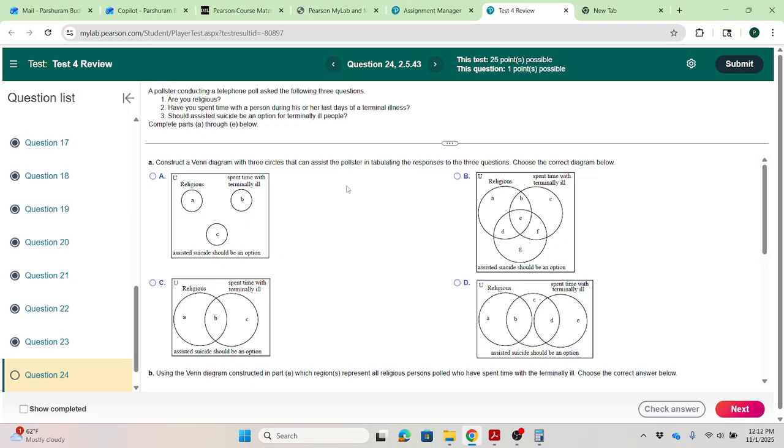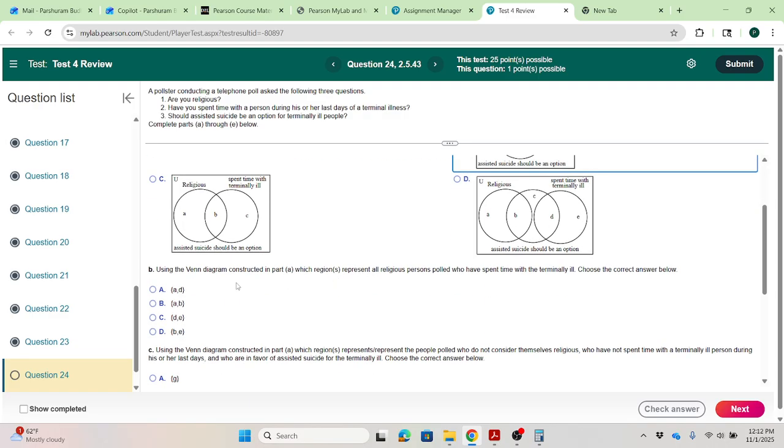Choose the correct diagram. Okay, religious, spend time with the terminally ill, they could be religious. Assisted suicide should be an option, they could be religious, we don't know. So the option supposed to be this one, because there you can see the intersection between all three, and the intersection between two as well. So this is supposed to be the Venn diagram, because it shows religious, spend time with the terminally ill, assisted suicide should be an option. Okay, this gives you everything.